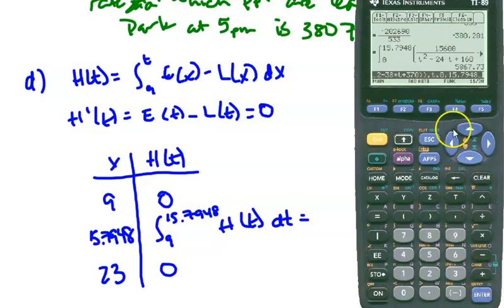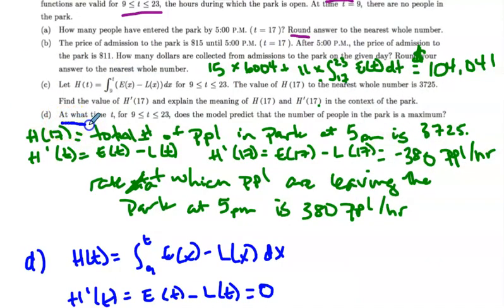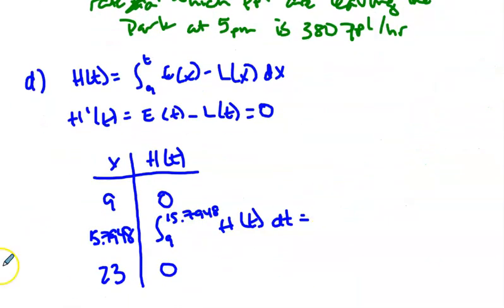And I find that the maximum number of people in the park is going to be 5867.73. But you know what I just realized? I don't need to know that. I just need to know the time when it's the maximum number of people in the park. I did a little bit too much work. It says at what time. So the time is going to be 15.7948, and the justification is just that I found the critical points and I know that the endpoints have to have 0 people in the park.